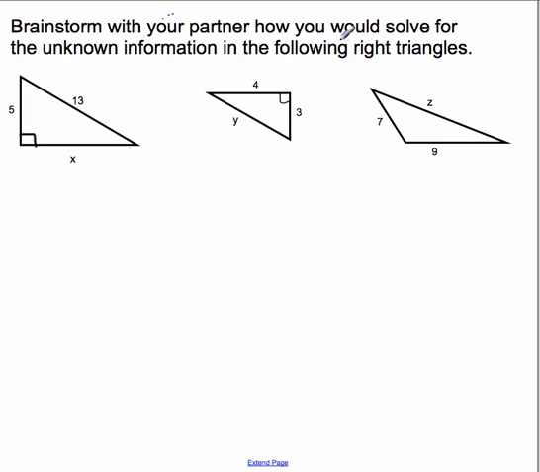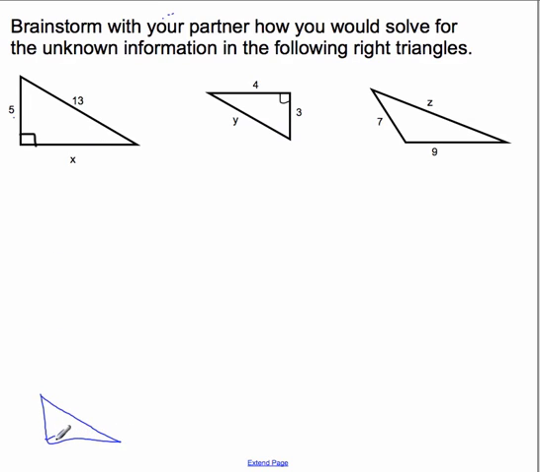Hello, this is Mr. Collier, and today we're doing some right angle trigonometry. So in this triangle here we have 5, 13, and we have x, and we want to find this missing side length, x. And the way we do that is with the Pythagorean theorem.